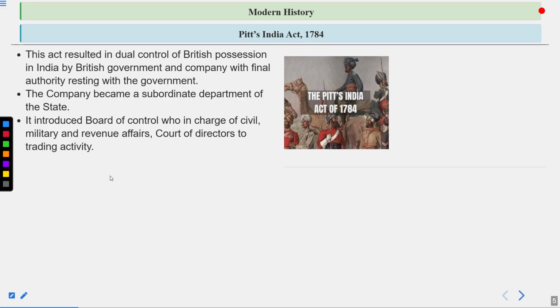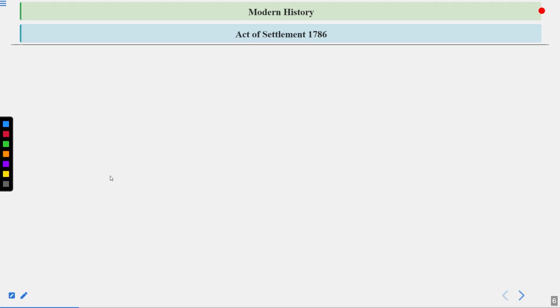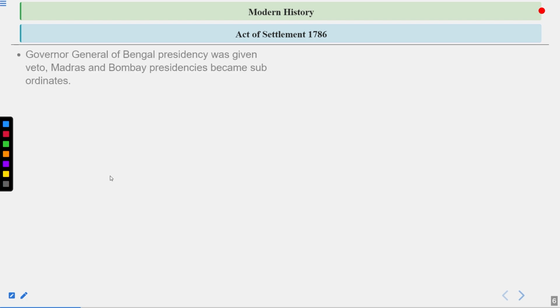So that was Pitt's India Act. And do remember, it was a kind of an amendment in the 1773 Regulating Act. Then comes the Act of Settlement, 1786. And we just need to learn about it. The Governor General of Bengal Presidency was given veto. Madras and Bombay Presidency became subordinate.